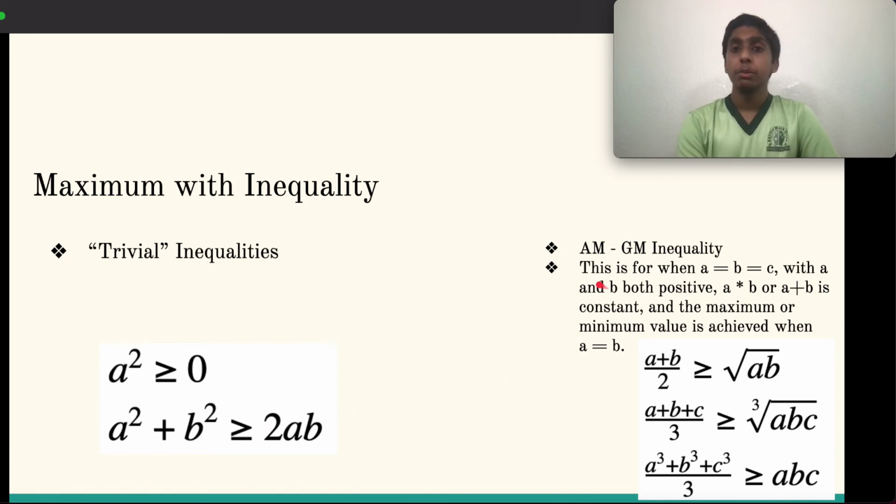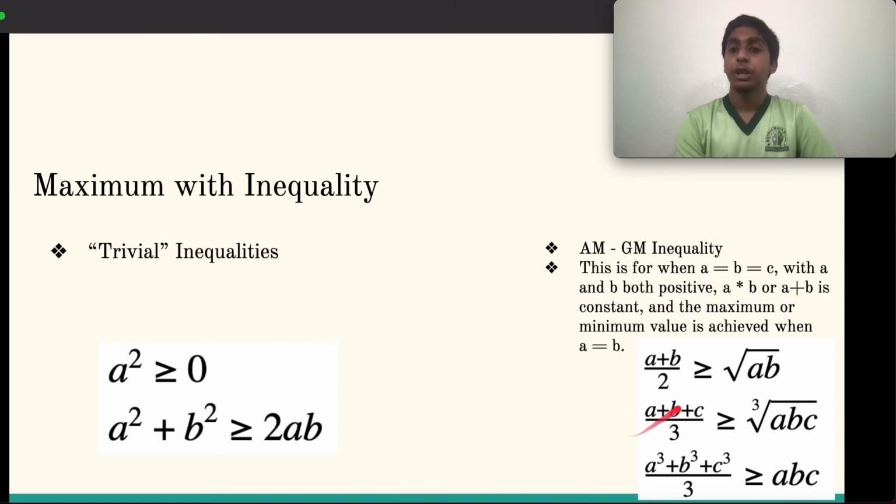Okay, and now we also have the AM-GM inequality. So this is when A is equal to B, which is equal to C. And A and B are both positive, and the other condition is A times B, or A plus B, is a constant number. And the maximum or minimum value is achieved when A is equal to B. So this is for when A is equal to B is equal to C. They're kind of all the same number, right?